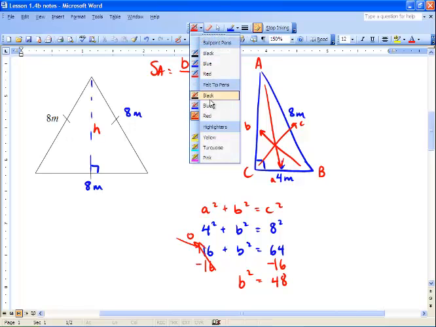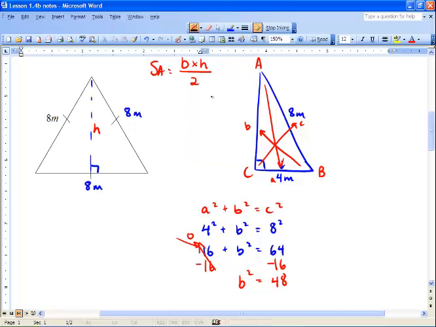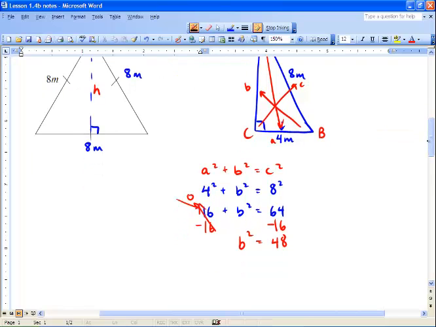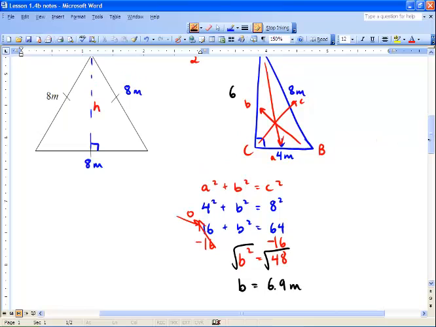Our last step for Pythagoras is to get rid of that square. So we're going to take the square root, and whatever we do to one side, we have to do to the other. Now 48 is very close to a perfect square of 49, so we could use a benchmark, and we would get b equals 6.9 meters. Now we have to go back here. We know this is 6.9 meters. We can put that back into our triangle here.